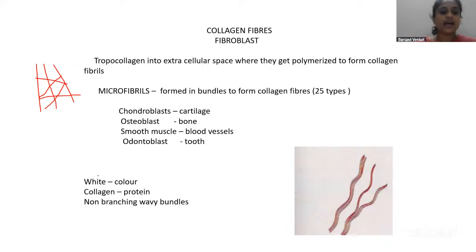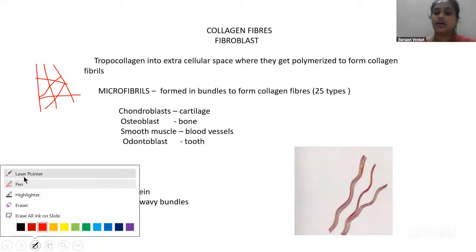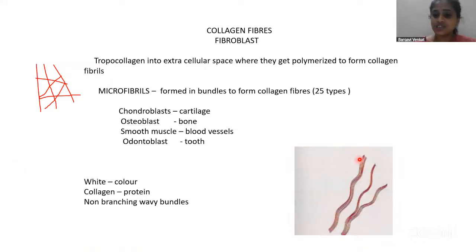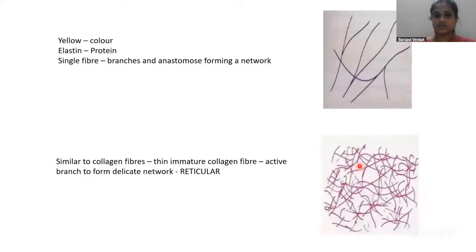Yeah. So the characteristic features: these are white in color. The protein they have within is collagen, and they are non-branching wavy bundles. As you can see in this image, there is no branching, but they are present in a wavy manner. So wavy, non-branching bundles. These are your collagen fibers.